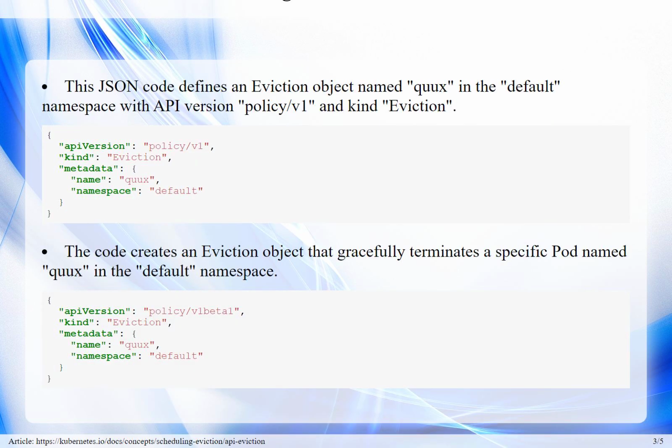The code snippet creates an eviction object in the policy v1beta1 API version for a pod named "ku" in the default namespace. This object would trigger the graceful termination of the specified pod.